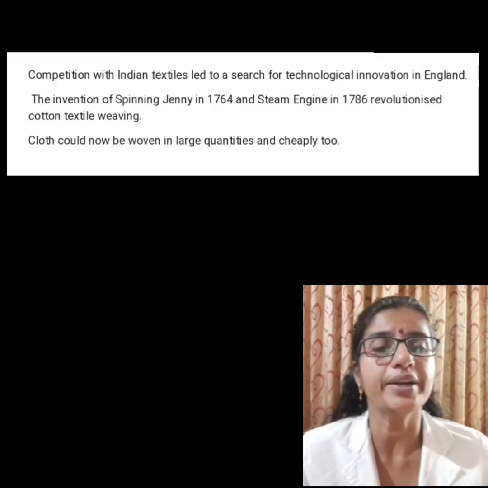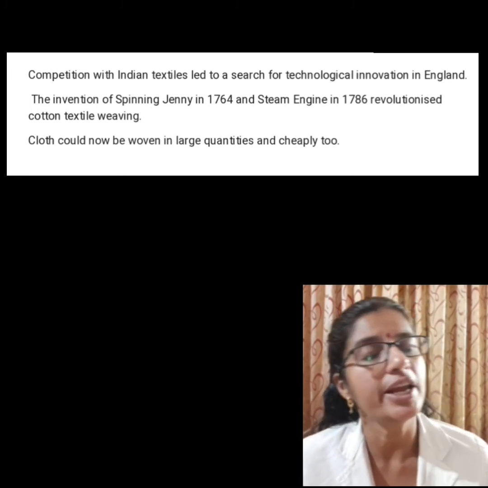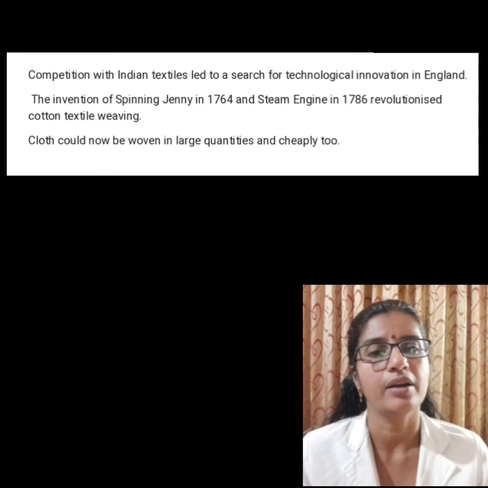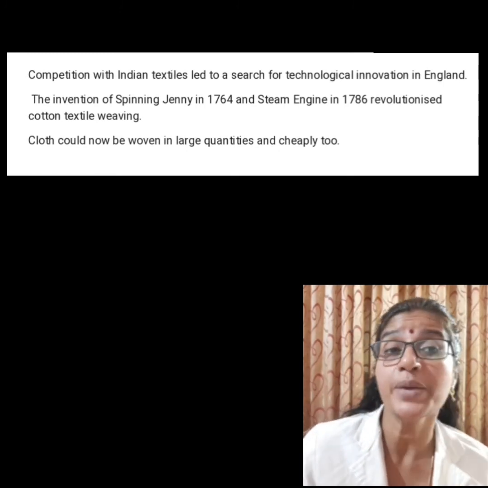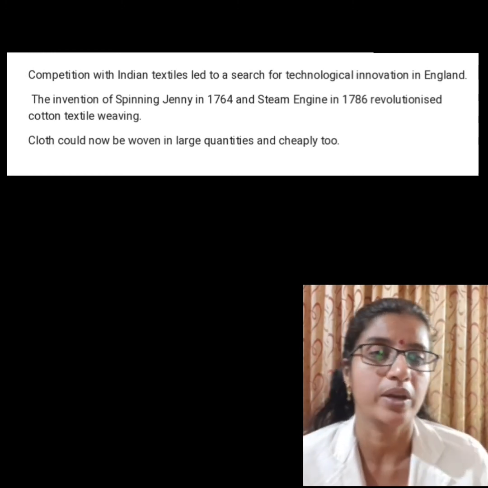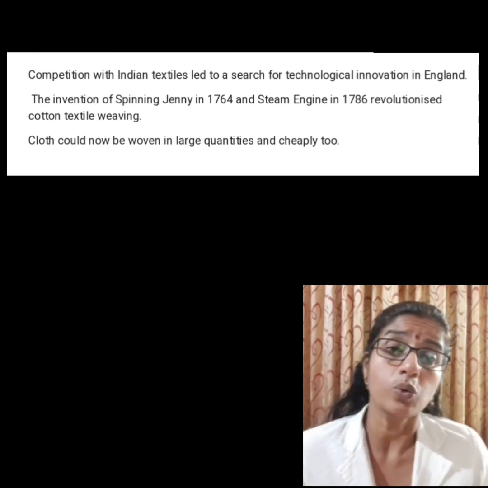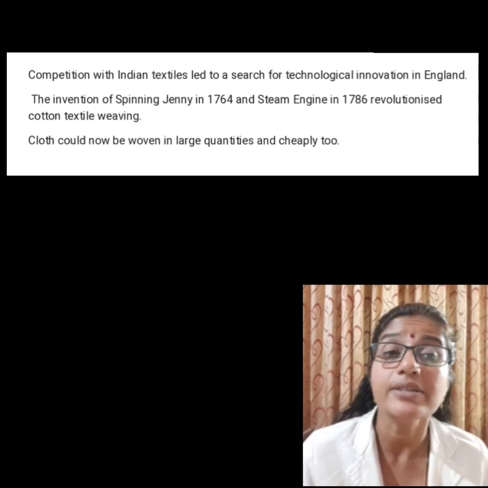Competition with Indian textiles led to a search for technological innovation in England. The invention of spinning jenny and steam engine revolutionized cotton textile weaving. So, cloth could now be woven in immense quantities and cheaply.